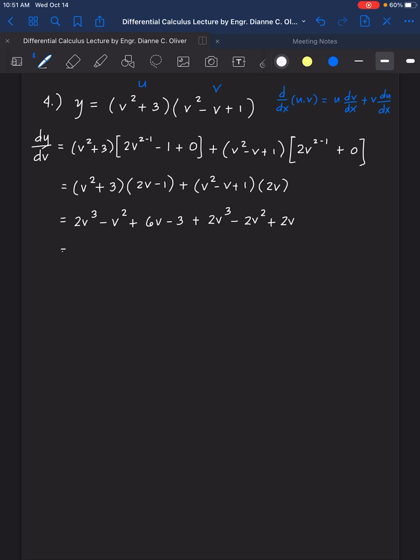Then, combine like terms, we have there 4b cubed minus 3b squared. Then we have 6b plus 2b, so 8b minus 3. And that is the final answer. So that is the derivative of a product.